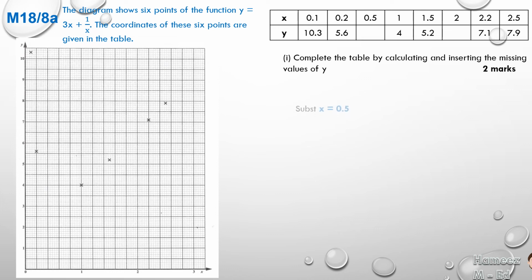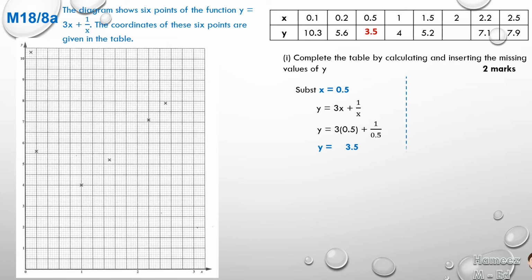We're missing a term when x is equal to 0.5, but we have the equation, so let's write the equation. Y is equal to 3x plus 1 over x, and let's substitute. So y is equal to 3 times 0.5 plus 1 over 0.5. 3 times 0.5 is 1.5, plus 1 over 0.5 is 2. So that gives us y to be 3.5. So let's bring that up in the table. So we got the first point.